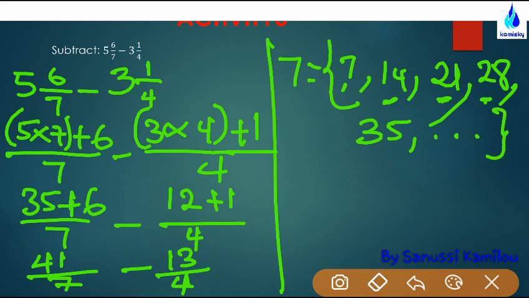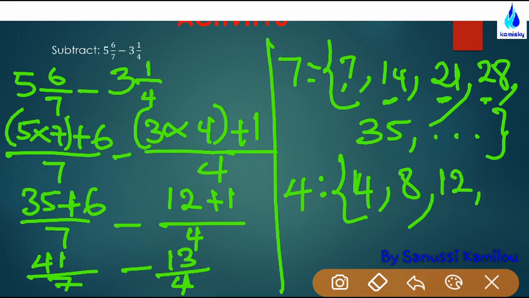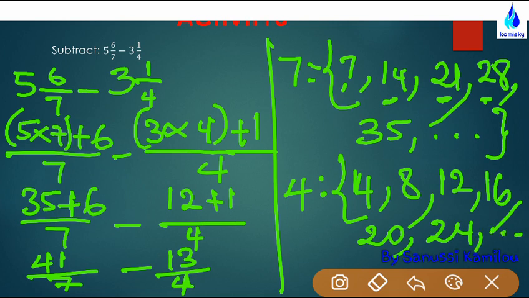Now, let's go to 4. 4 times table. So we are looking for multiples of 4. 4 times 1, 4. 4 times 2, 8. 4 times 3, very good, 12. 4 times 4, did you say 16? 4 times 5, 20. 4 times 6, 24. Since you have gotten something that is similar, you just end it there.